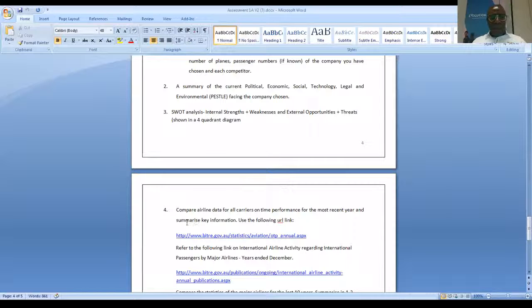And then number 4, compare airline data for all carriers on time performance for the most recent year and summarize key information. That is saying, okay, go in, get in some details, give us the numbers, give us the time performance, like, which airline has won an award for being almost on time, being really as promised. If they say it's going to fly 9 hours, they're going to leave on time.